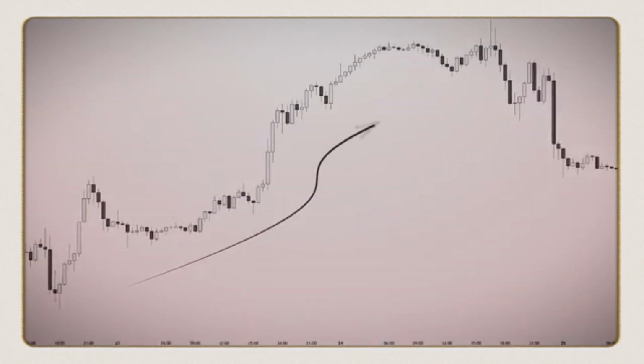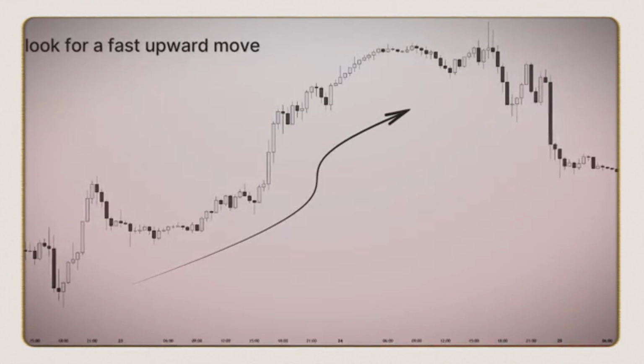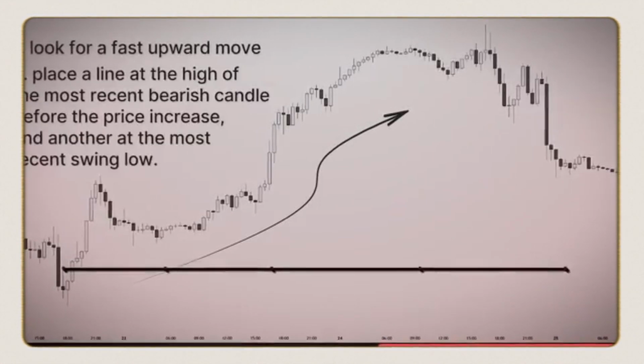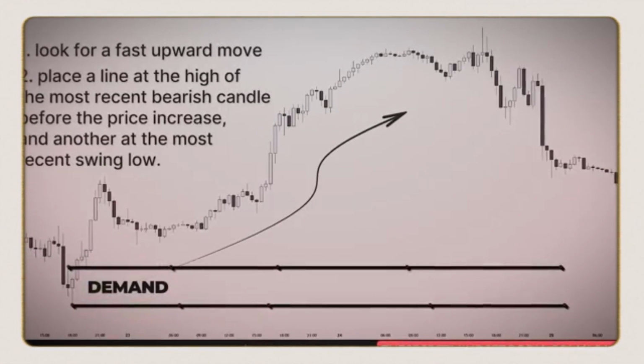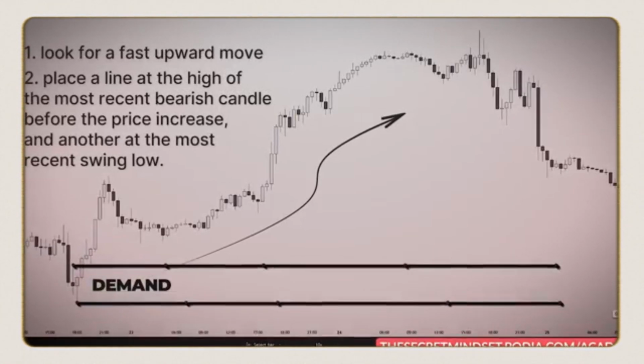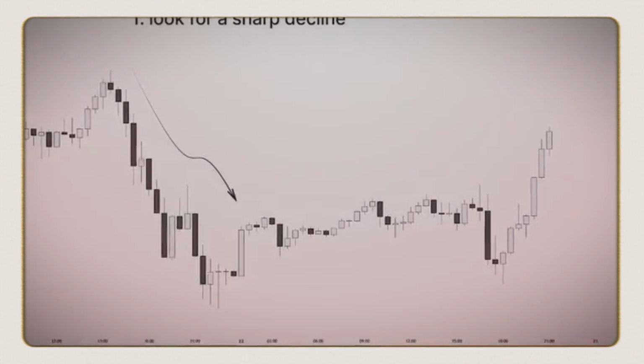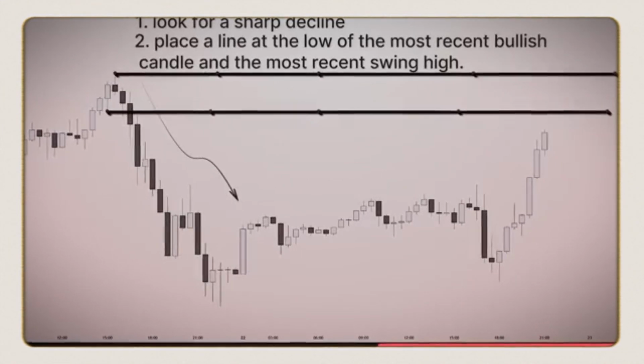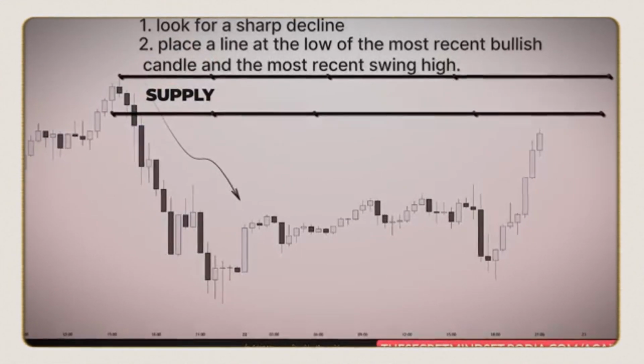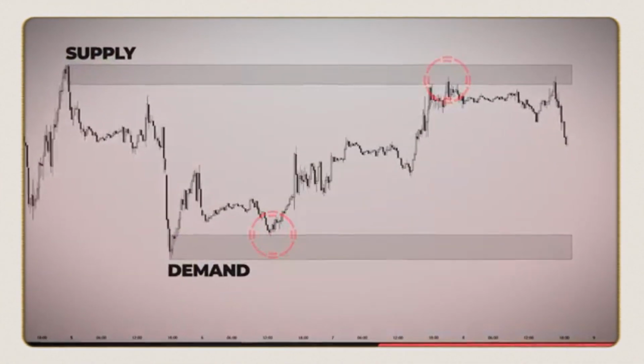To identify demand zones, look for a fast upward move. Place a line at the high of the most recent red candle before the price increase, and another at the most recent swing low. For supply zones, find a sharp decline and mark the low of the most recent green candle and the most recent swing high. In theory, when the price revisits these areas, it has the potential to reverse.